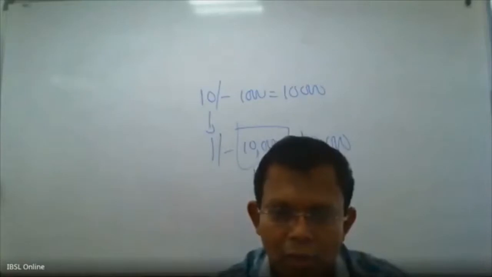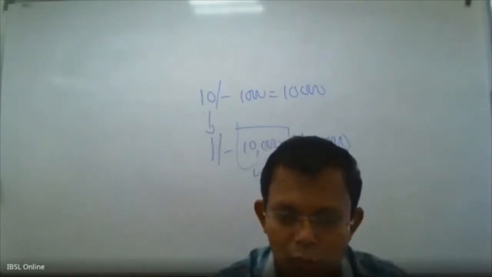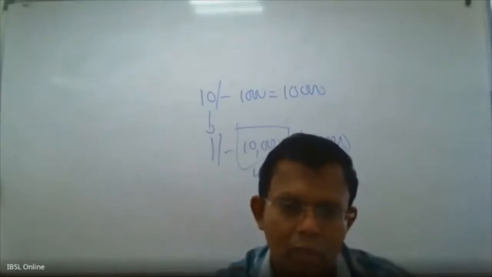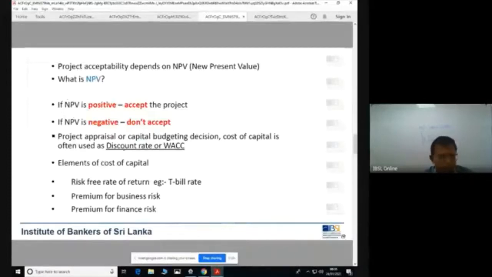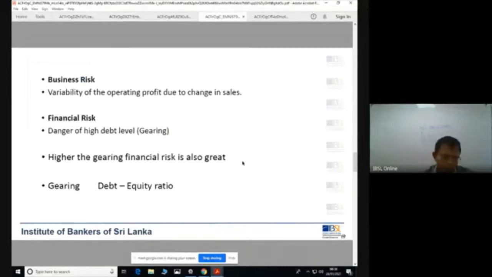Now there is a syllabus topic for your project appraisal. When you are asked to do it, the only thing you have to keep in mind is this. When a project is given to you, how is the project acceptable? If the NPV is positive, you accept the project. If the NPV is negative, you don't accept the project, right? You don't accept the project. We will be working on some questions with you all, then you can understand it.